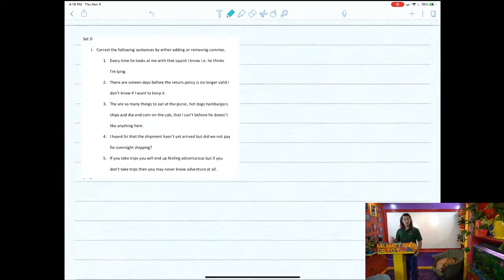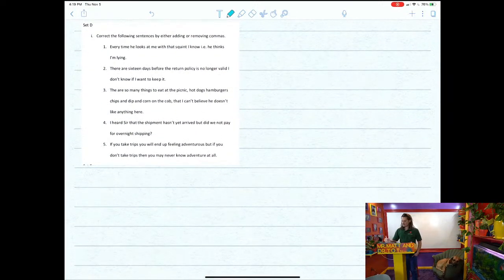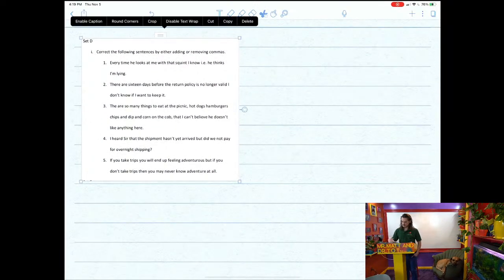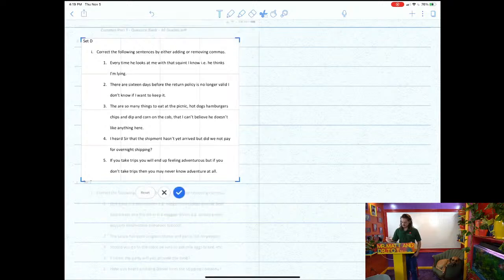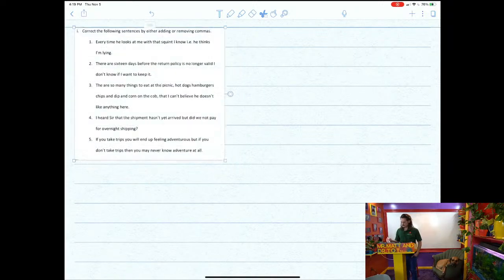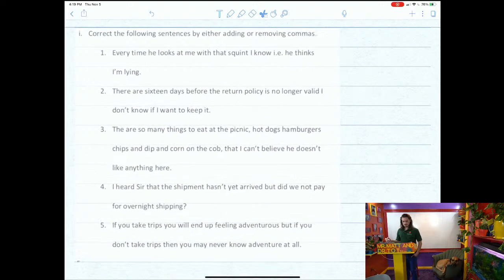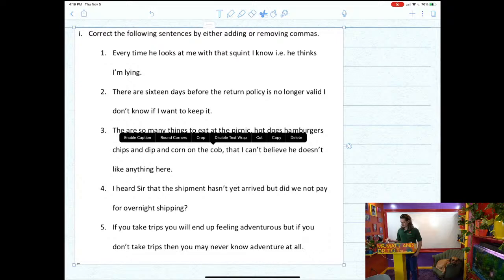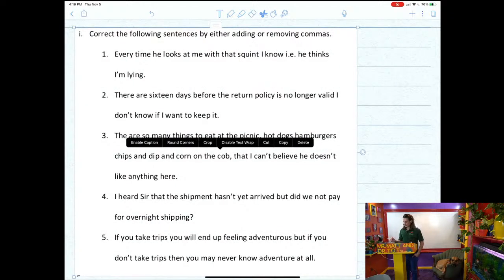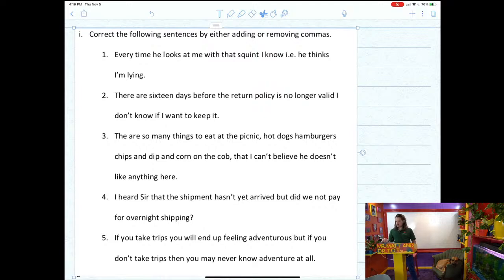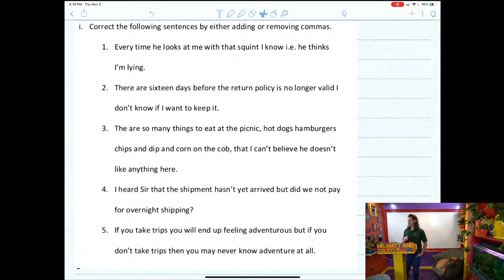If you have any questions, of course, let me know. Otherwise, let's look at set D. And this will bring us up to the end of class today, and we'll pick back up next week with some more rules and mixed review. Okay, so 5 minutes.